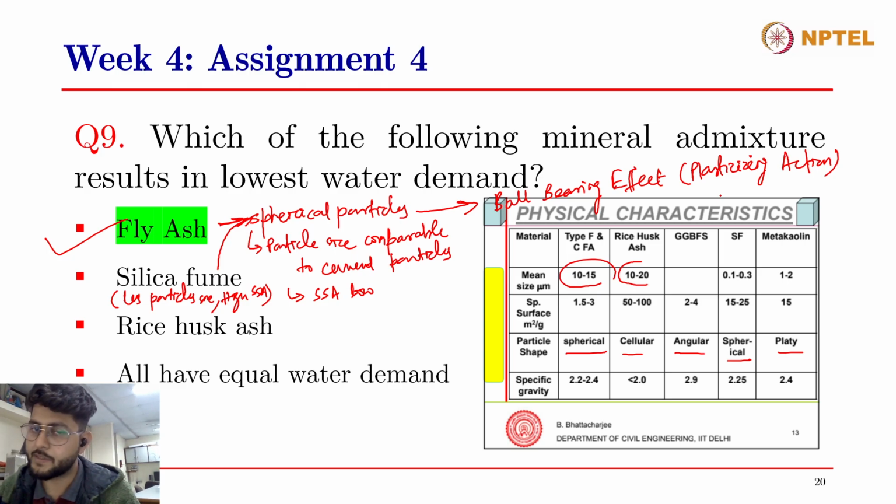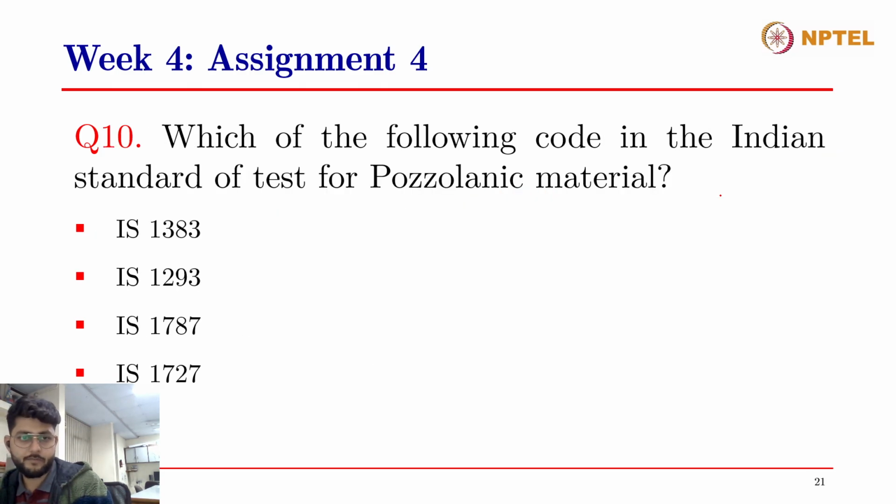And this happens due to its spherical particles, which cause the ball bearing effect, and it has a particle size comparable to that of cementitious cement grains also, and therefore it has a low specific surface area, right? So therefore fly ash among all these supplementary cementitious materials has a low water demand.